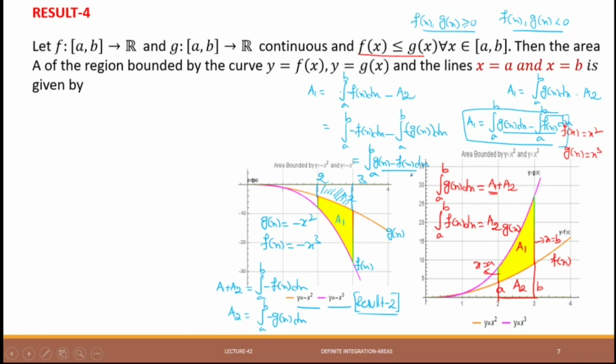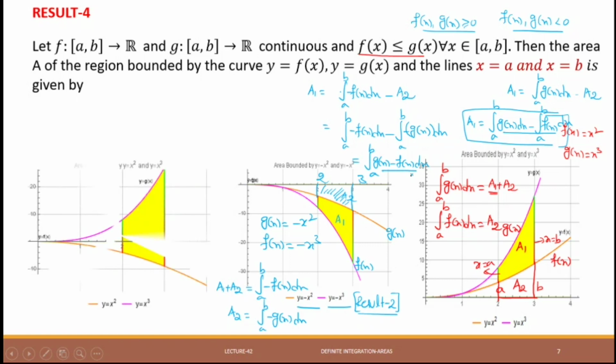Now we have one more situation wherein g of x is positive and f of x is negative. So this is the case where g of x is positive and f of x is negative. Here we have to find out this shaded region. This shaded region can be divided into two parts, namely a1 plus a2. So total area A is equal to a1 plus a2.